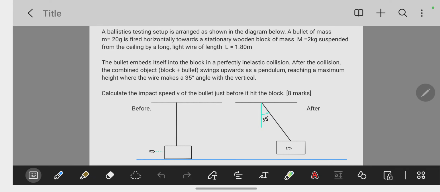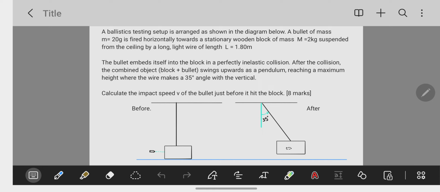A ballistics testing setup is arranged as shown in a diagram below. A bullet of mass 20 grams is fired horizontally towards a stationary wooden block of mass 2 kilograms, suspended from the ceiling by a long, light wire of length 1.8 meters. The bullet embeds itself into the block in a perfectly inelastic collision.